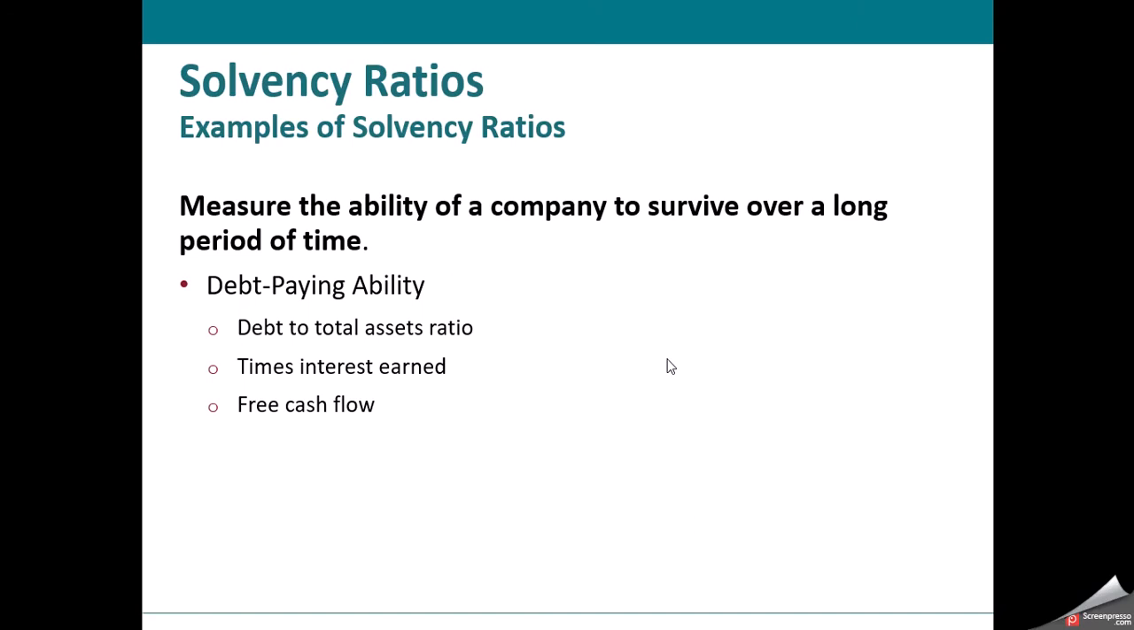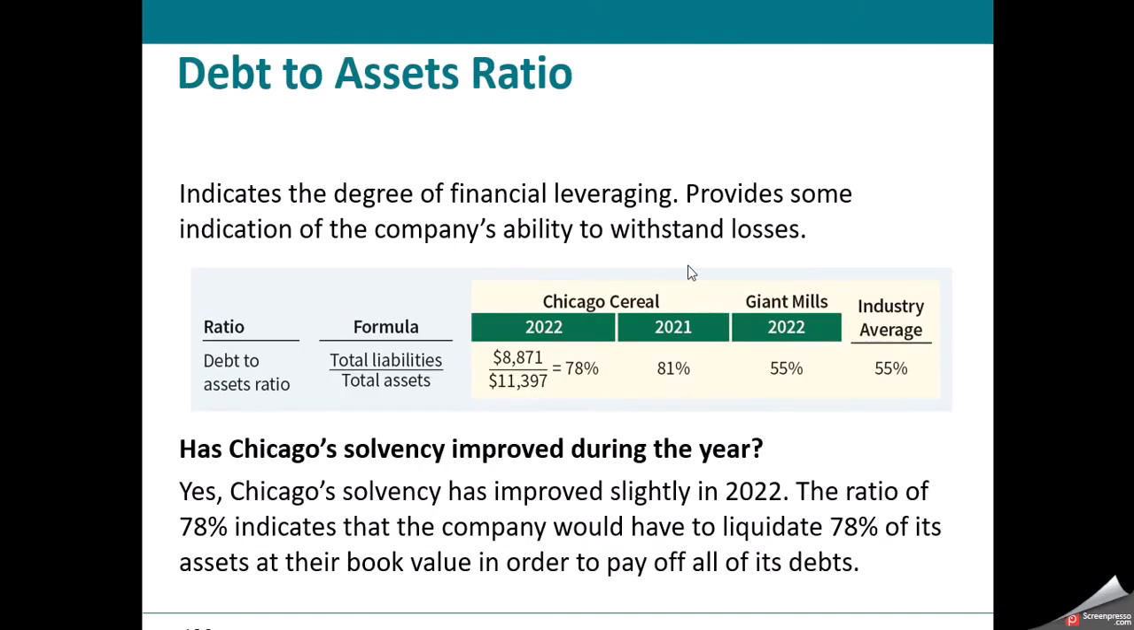Then our solvency ratios deal with more of that long-term ability to pay. So here we have our debt to assets ratios.